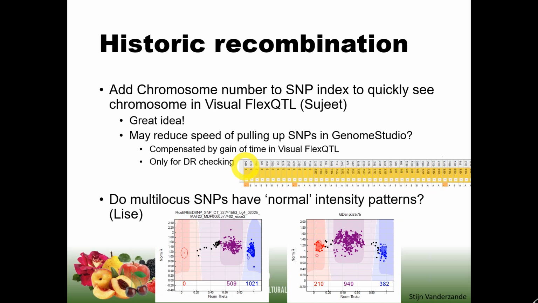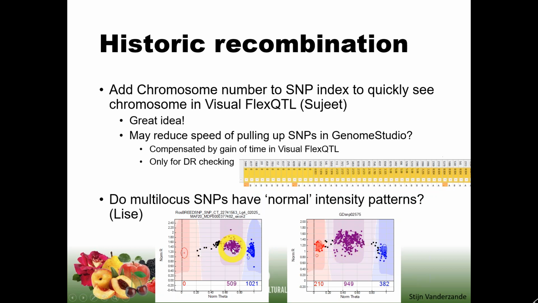And then there was a question in the chat, and for some reason my chat window didn't get the newest messages. It was just stuck on a single message. But there was a question about the multi-locus SNPs that I talked about, the SNPs that are mapping to multiple locations in your map, and whether they have normal intensity patterns. Overall, they don't really have the normal intensity patterns with the AA all on one side and the BB on the other side and the AB in the middle.